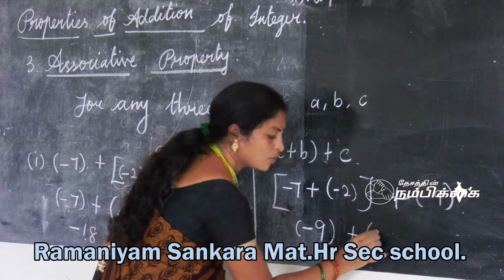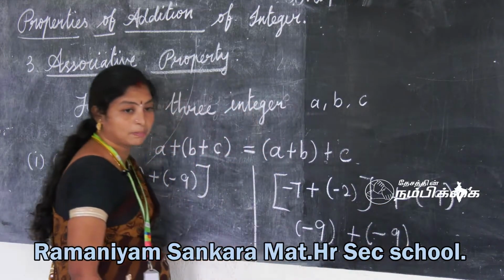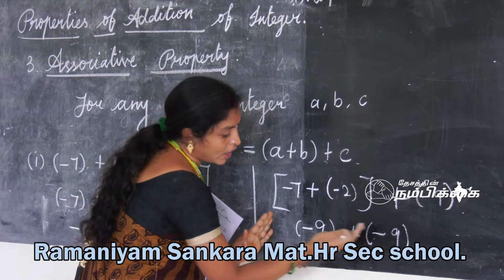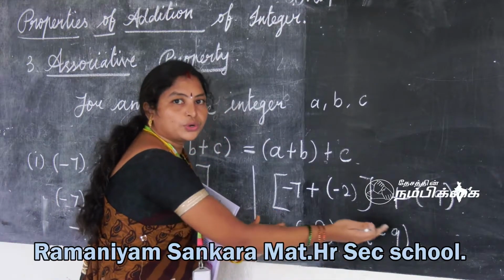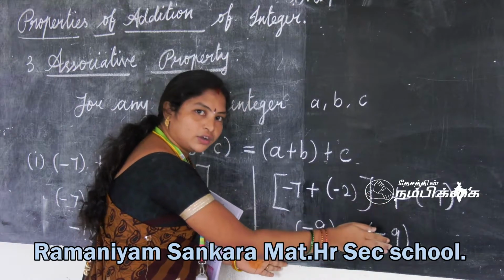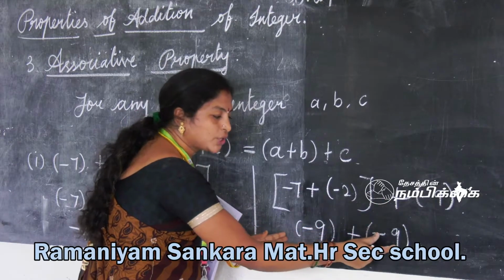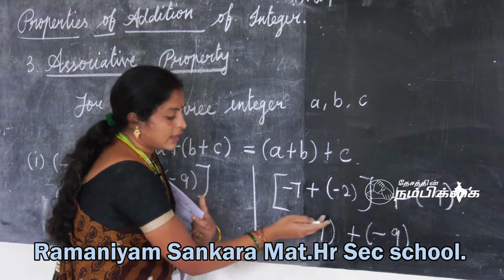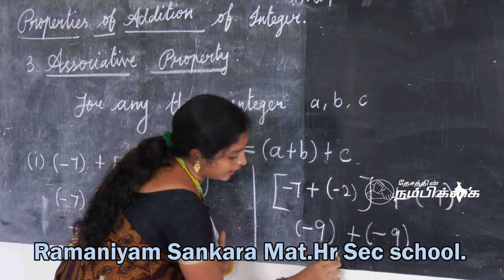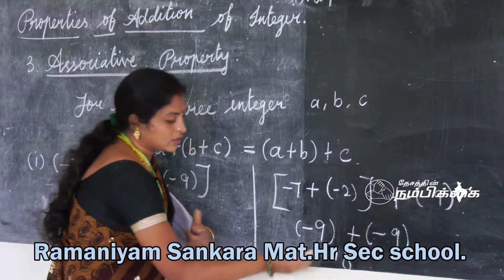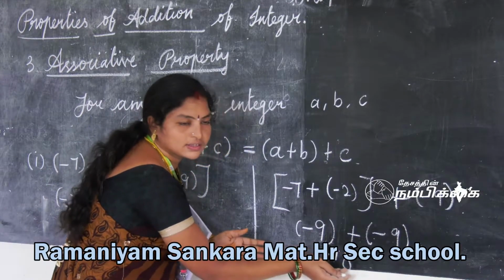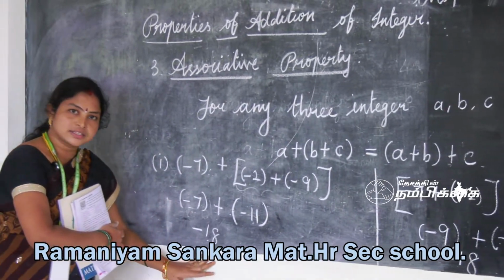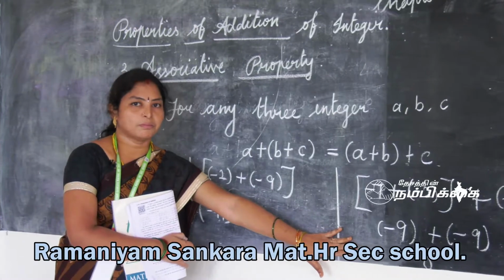There are also one negative integer. What is that number? Minus 9. Here we have two numbers. Both two integers are negative integers. So we are going to add the two integers and put minus sign. 9 plus 9, 18. Okay, then put minus sign. Minus 18. See, listen. Here also we got minus 18. Then there also we got minus 18.